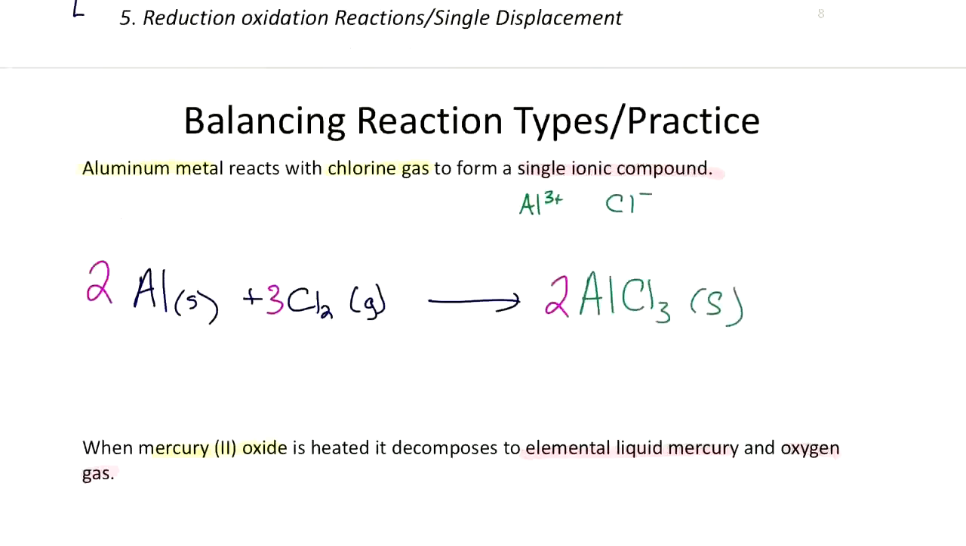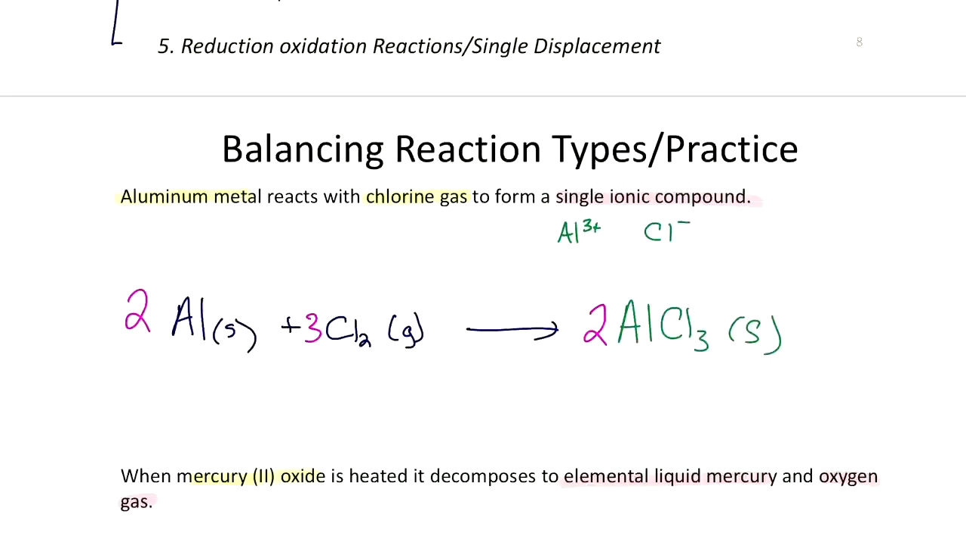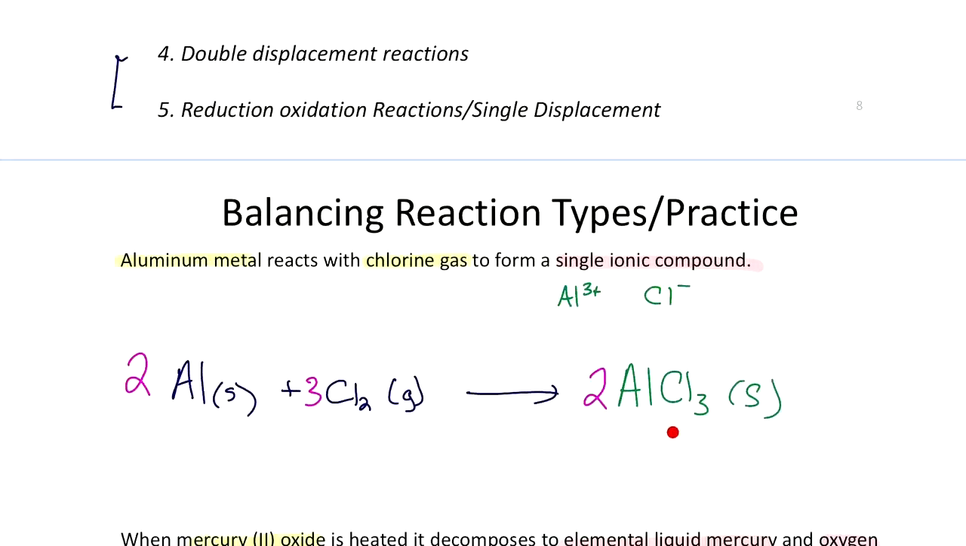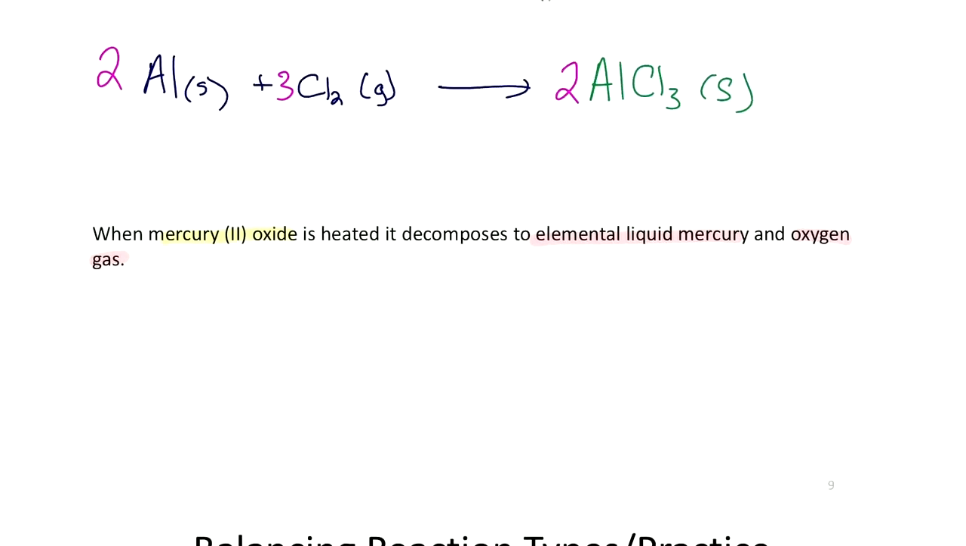Okay, so what kind of reaction is this? Look at our 3 up here. This is a combination reaction. Very good. All right, so we did a combination, so we're probably going to do a decomposition next. So again, names to formulas. So we have mercury 2 oxide. We heat it, and it decomposes to elemental mercury and oxygen gas.